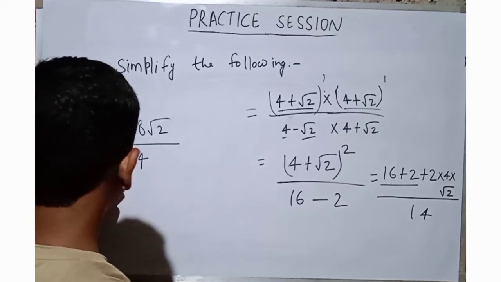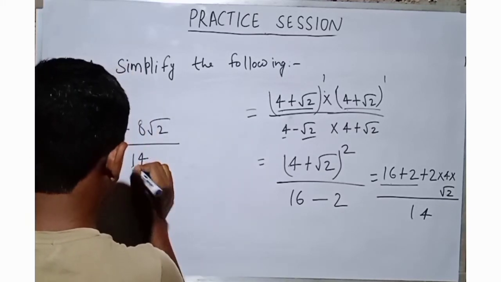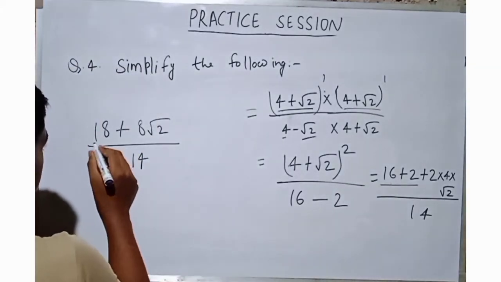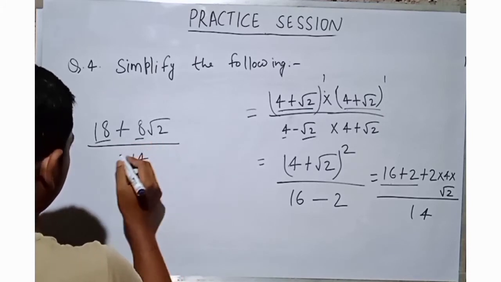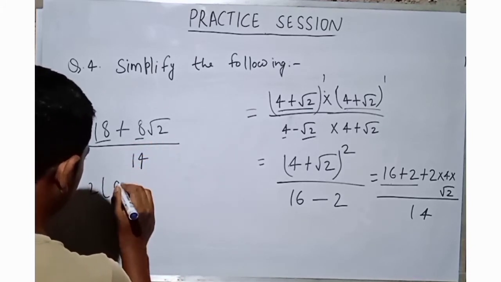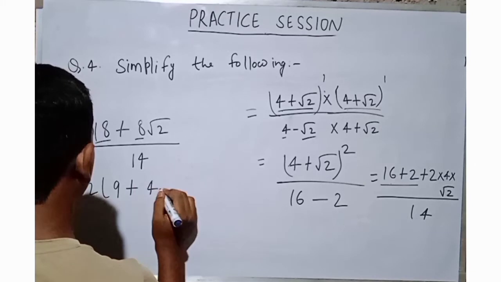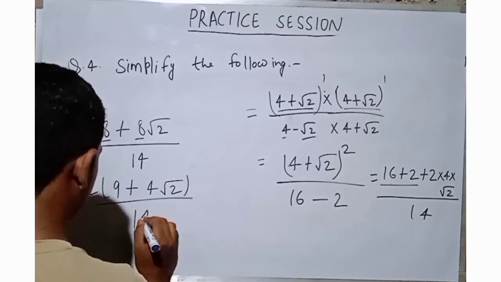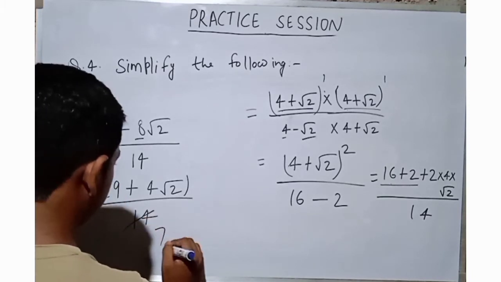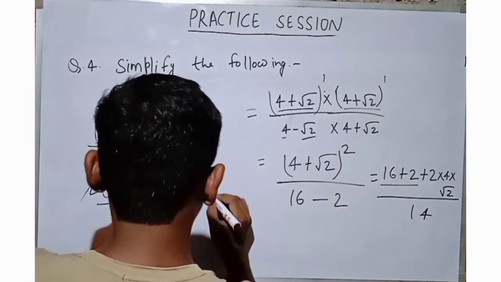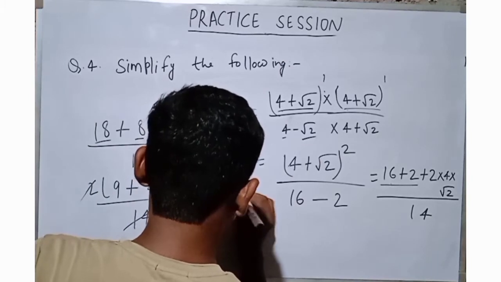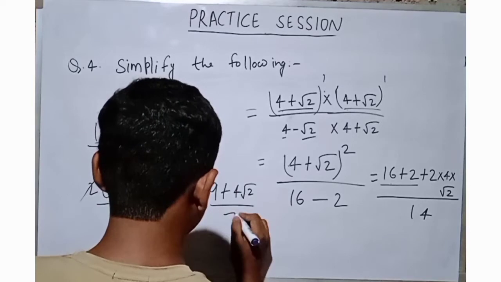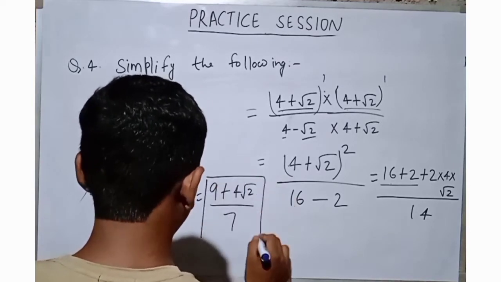If you see here, it is 14. If you want to simplify again, then you can do that. From this you can take 2 common. So it will be 9 plus 4 root 2 by 7. So it will be 9 plus 4 root 2 by 7. So this is your answer.